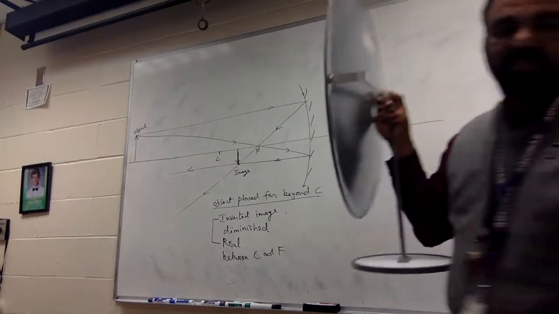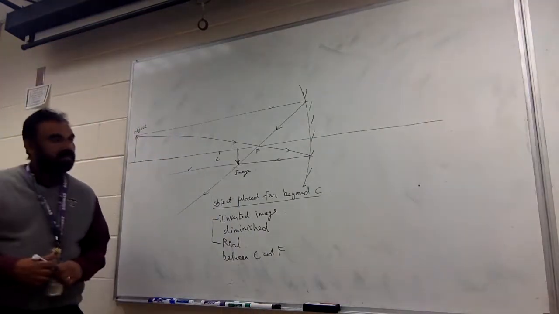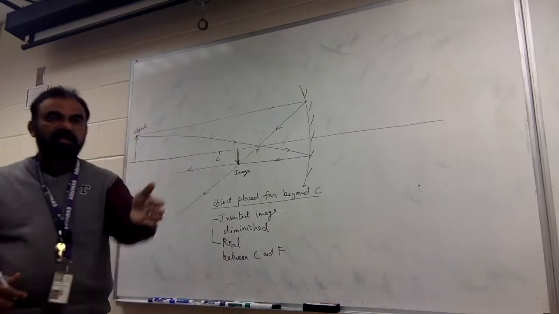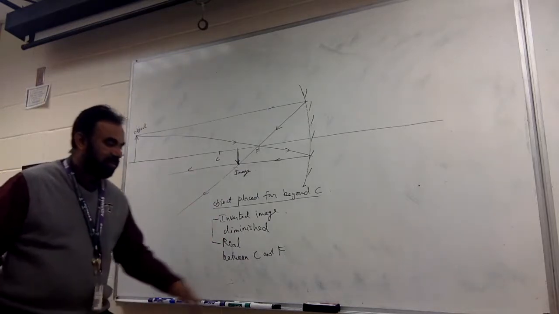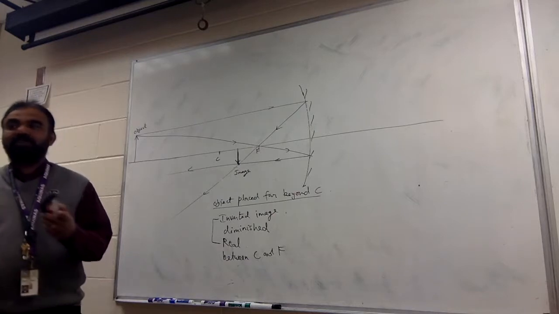Now if it was bright outside, we could also demonstrate something. Let me show that. When you say real, it is something that can be captured on a screen. So that's why it's called a real image. Now, if it's a virtual image, you can see it, but you cannot capture it.